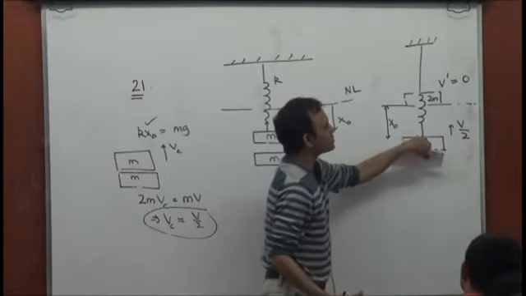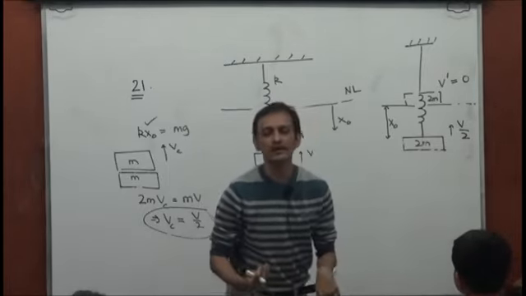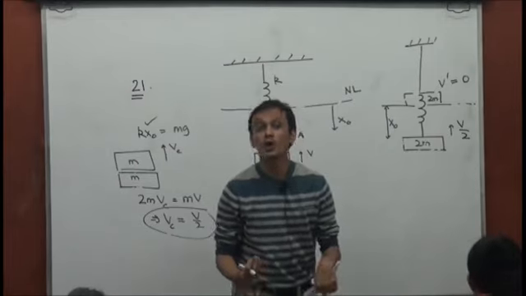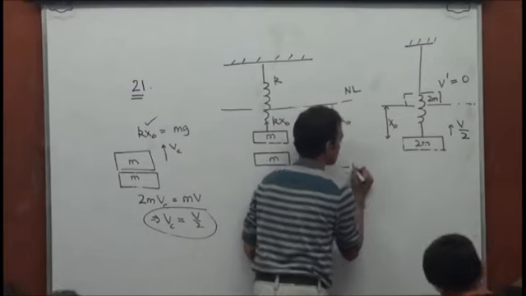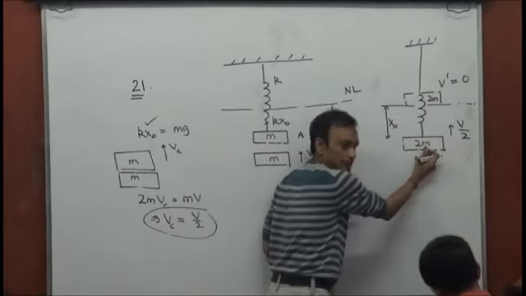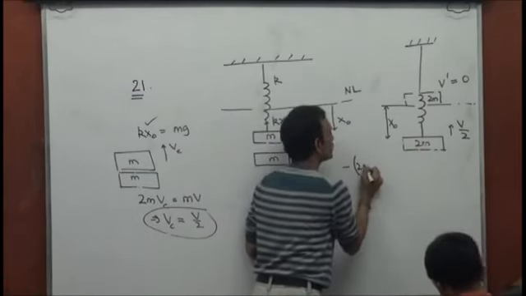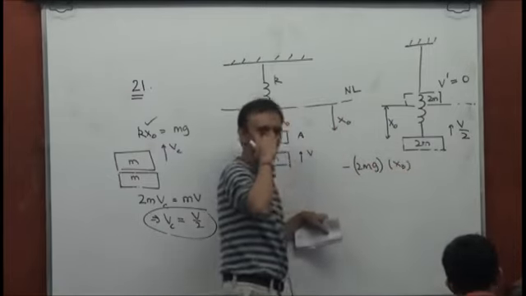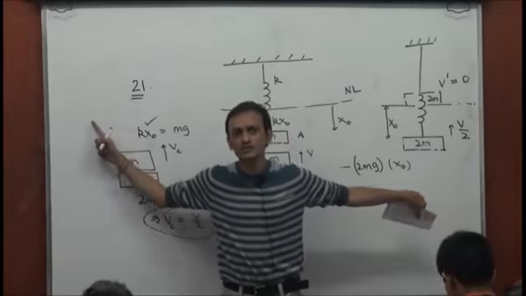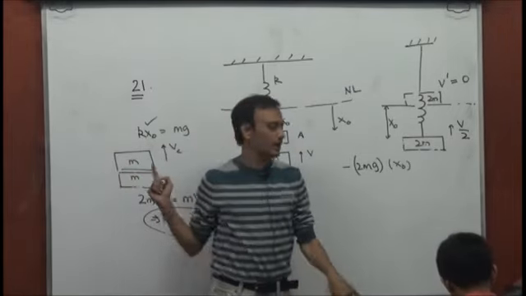Now, from this point to this point, what's the work done by gravity? Minus mg into x naught. Instead of m, we have 2m, right? So minus 2mg into x naught is the work done by gravity. X naught is known to us, which is mg by k.